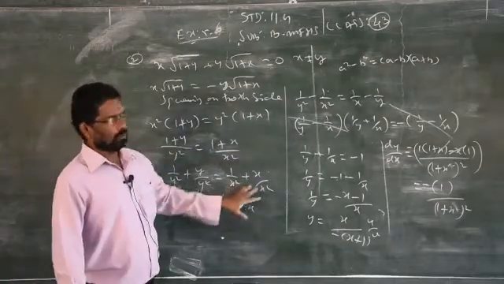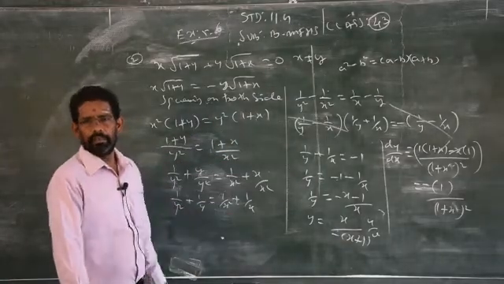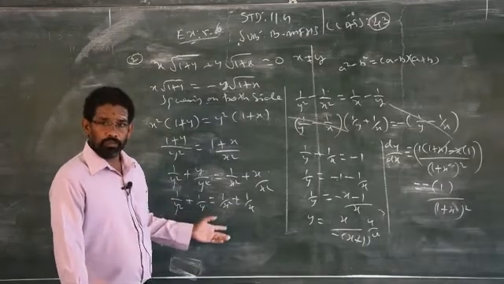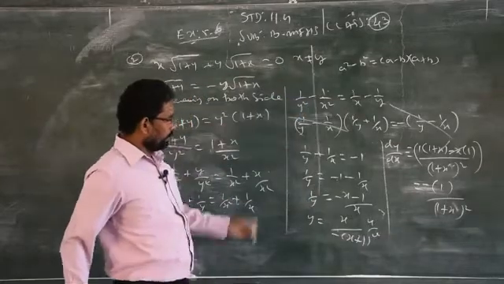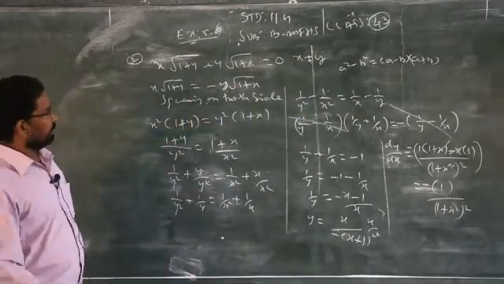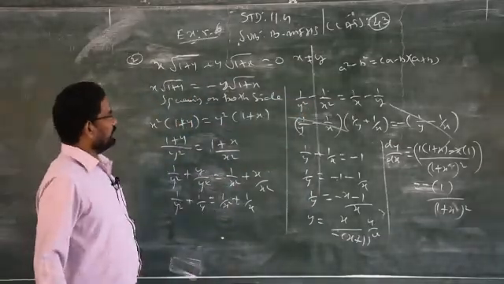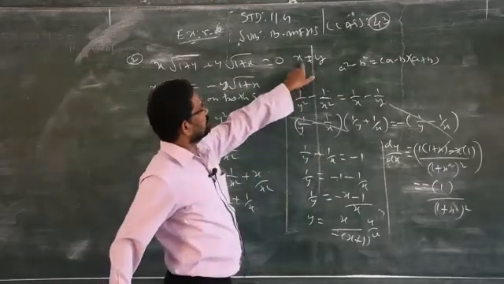Clear? There is another method also, to apply the a cube minus b cube format. Why is it given x not equal to y? If you replace x equal to y, you will get only 0. There is no meaning in finding the answer. That's why it is given x not equal to y.